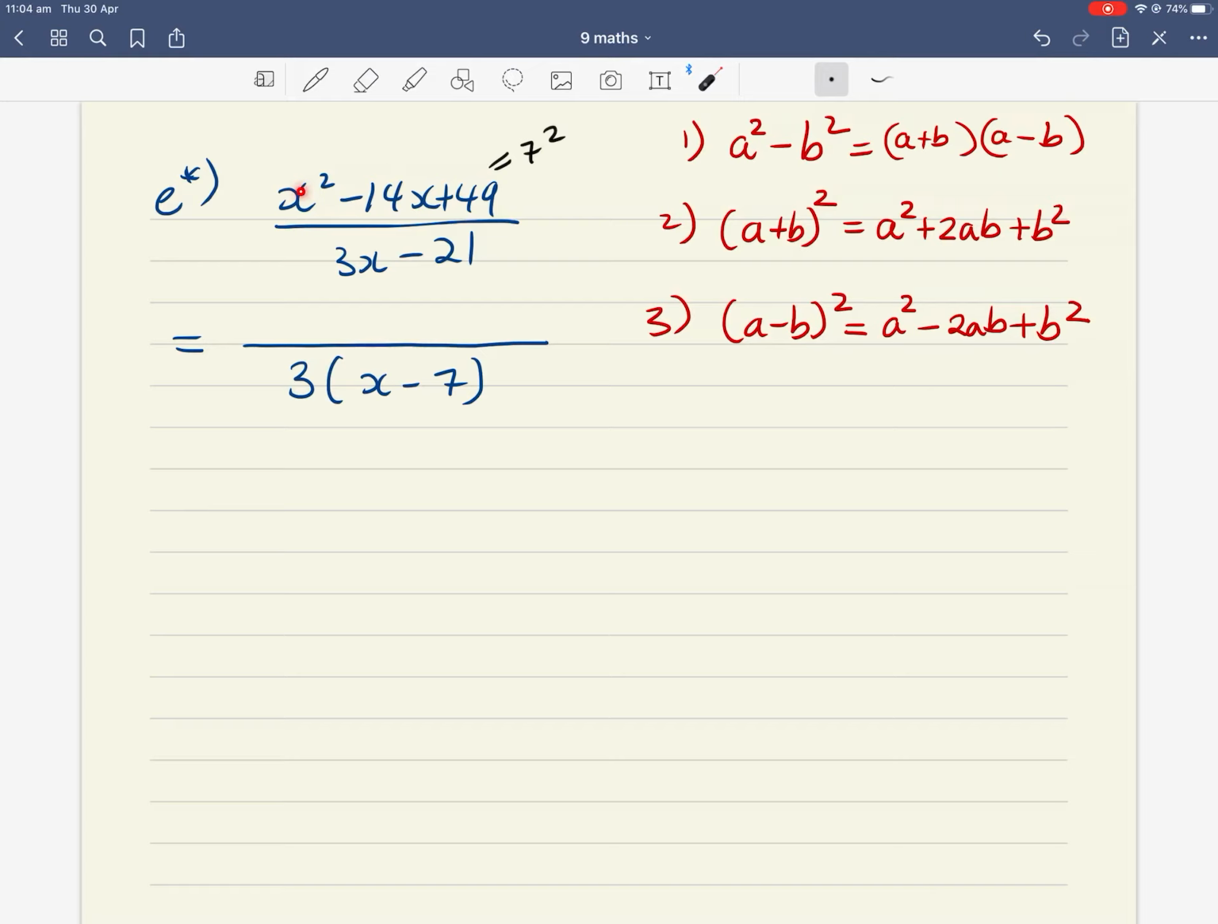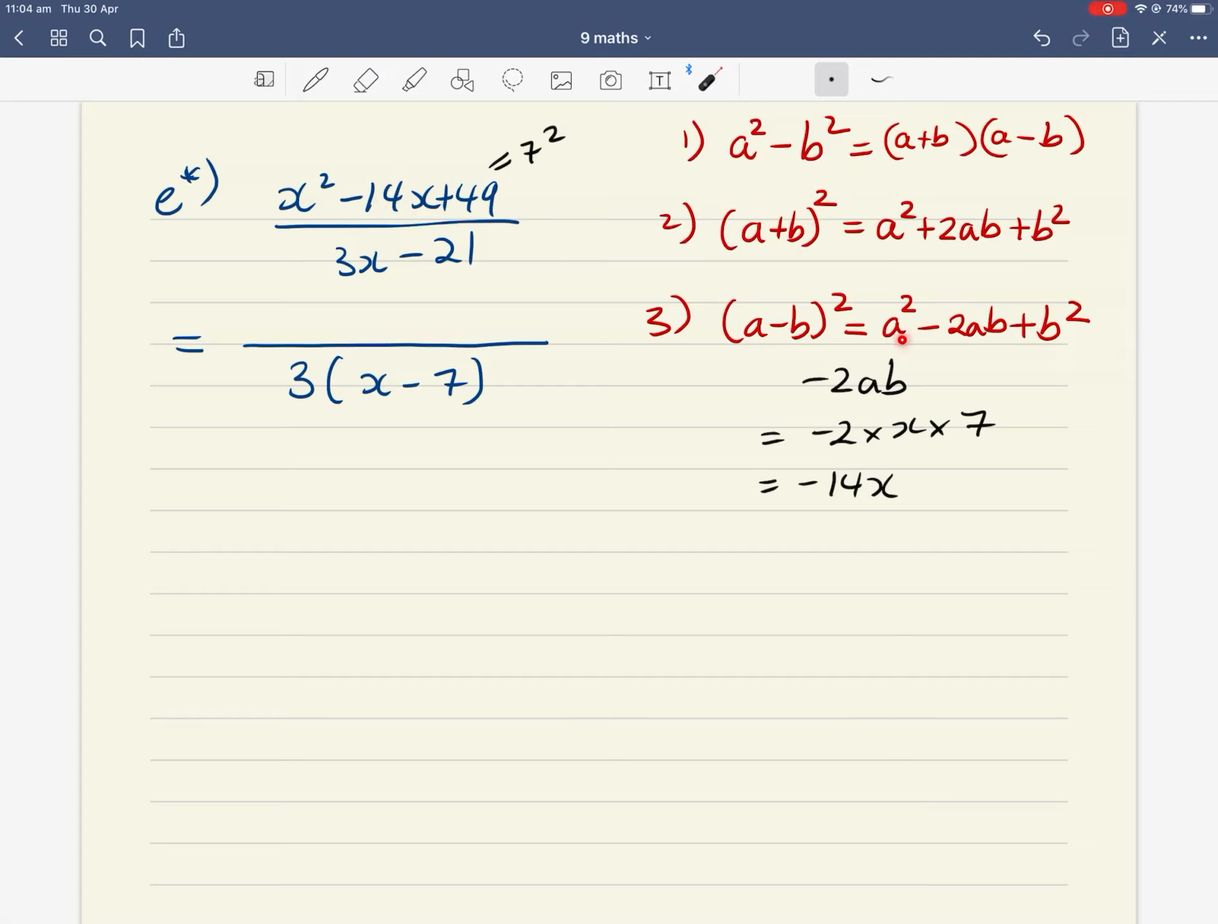Because you have x squared, and you have 7 squared here. Now the question is whether your middle term is 2ab or negative 2ab. Would that give you negative 14x? Well, if you think about it, negative 2 times a, where a is x because it's a squared, times 7 because 7 squared is 49, so your b value is 7. So does negative 2 times x times 7 give you negative 14x? Yes, it does, which is what my middle part is.